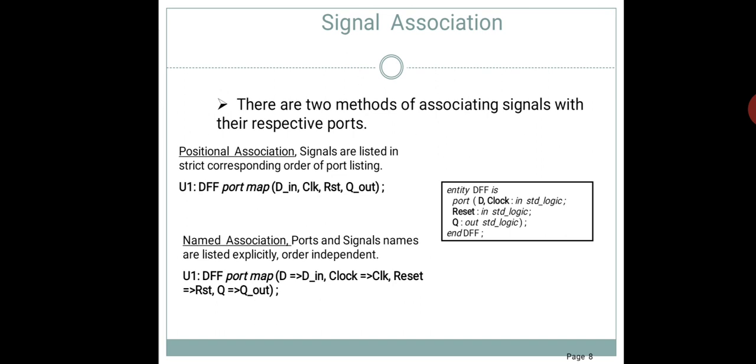Then the second way of associating signals is name association. So here D gets the value D in, then clock gets the value clock, then reset gets the value RST, and Q gets the value Q out. So this is another way of performing port map, or writing the association of the signals. So either you can go with the positional association or you can go with the name association.